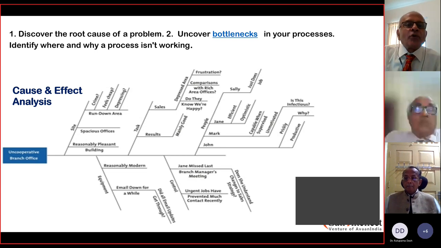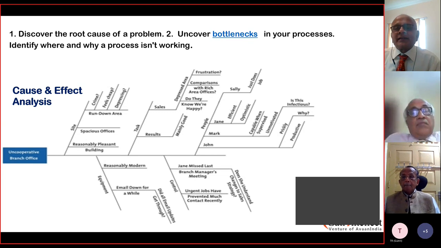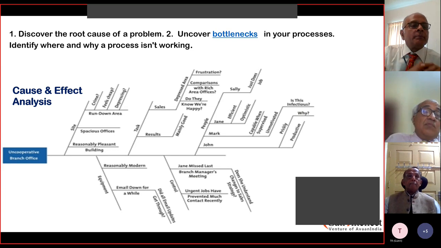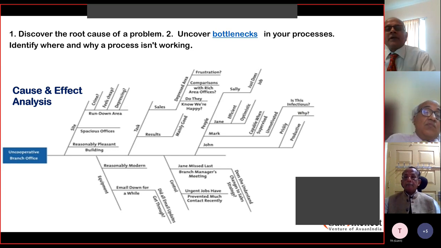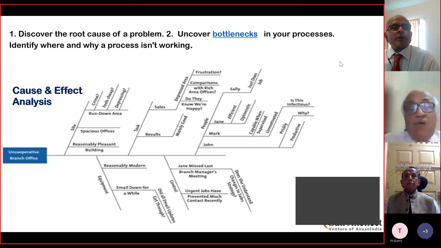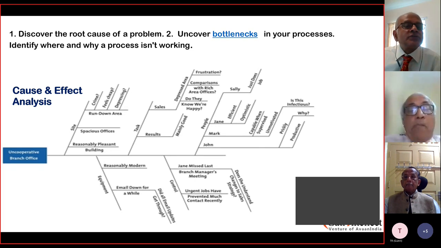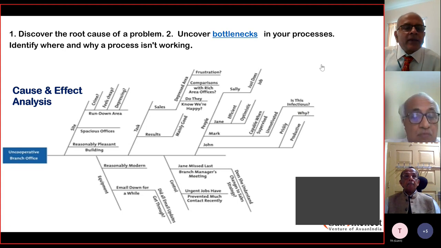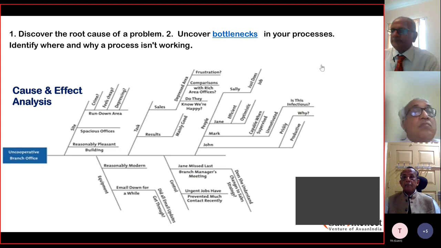These are the four or five causes that they identified for the problem, which they call an uncooperative branch office. So they've defined the problem statement, which is an uncooperative branch office. They've identified the key categories of causes, which could have been the site, the task being performed, the people who are performing the task, the controls being pretty loose, not very tight, there are no standard operating processes, etc., and the equipment with which they are being tasked to perform these activities may not be the best.